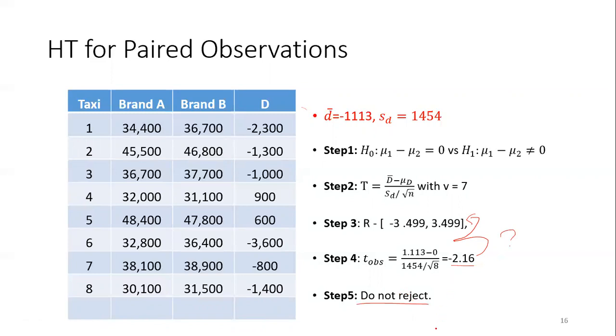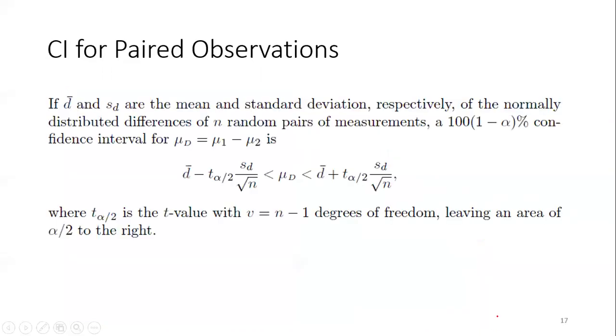What does it mean we don't reject the hypothesis? At alpha level, significance level of 0.01, you cannot say that mu1 is different than mu2. You cannot say this, okay? So you cannot reject the hypothesis that both brands have the same lifetime in terms of kilometers, okay?